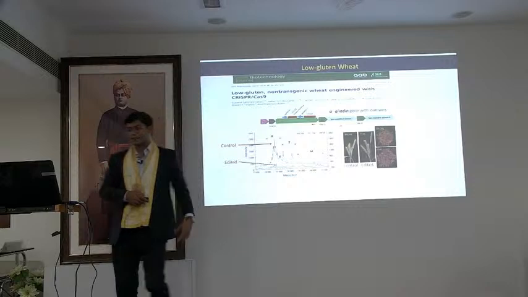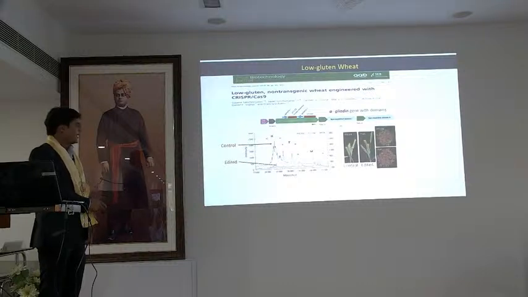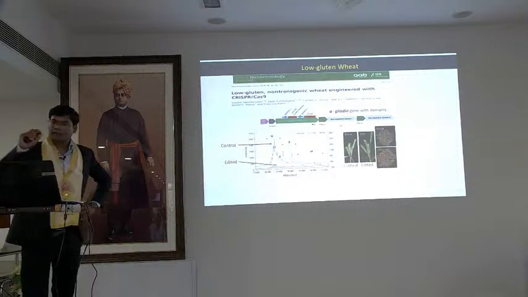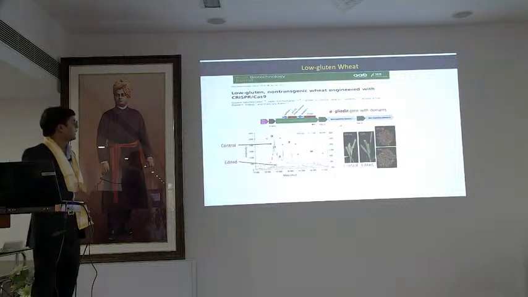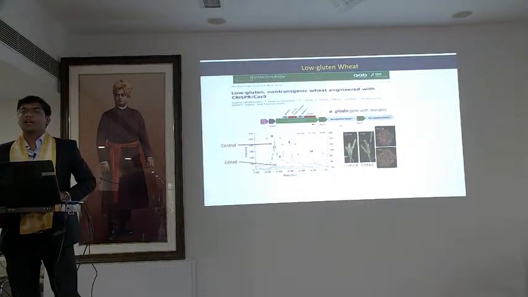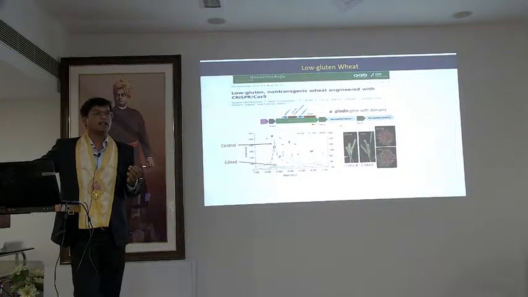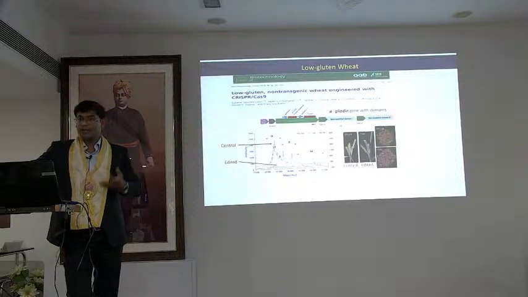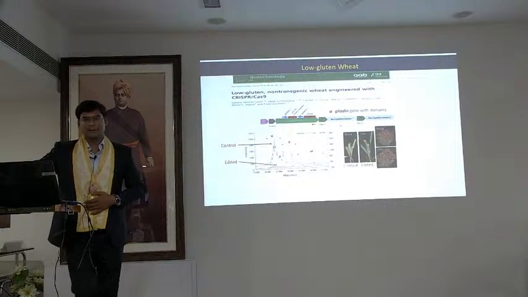When they did this experiment, you see this is the control, meaning a normal wheat plant with a lot of alpha gliadin, huge, okay? And here the edited one has a very negligible amount of alpha gliadin. So you get a wheat plant without alpha gliadin, and what they have said: low gluten non-transgenic wheat engineered with CRISPR-Cas9. So now if you have this wheat, those people who are allergic to gluten will have bread or any preparation from wheat with a very happy face without any stomach pain, okay?